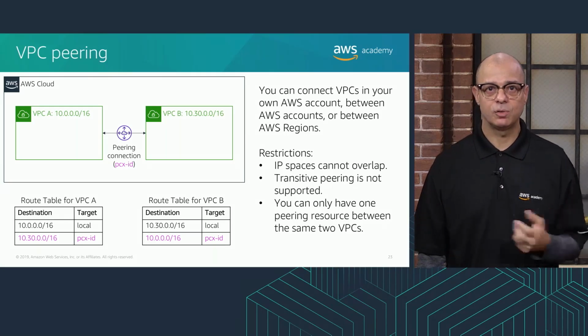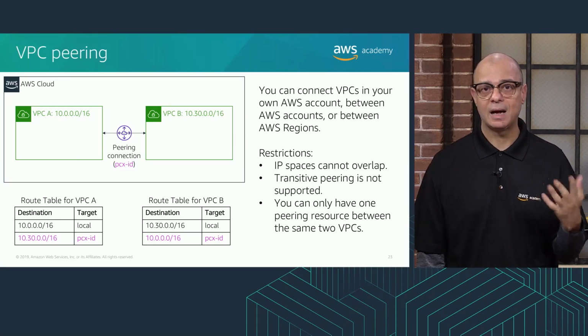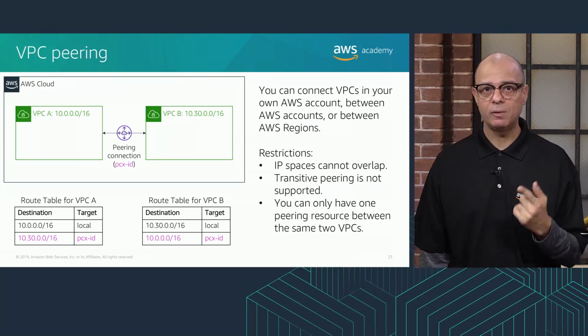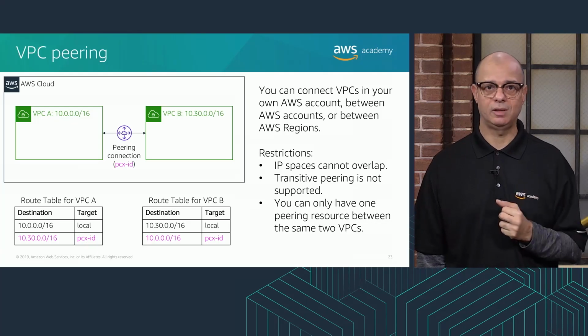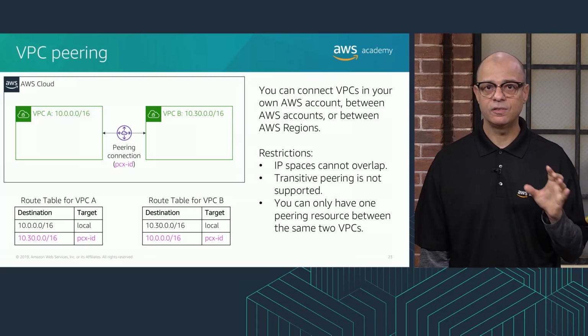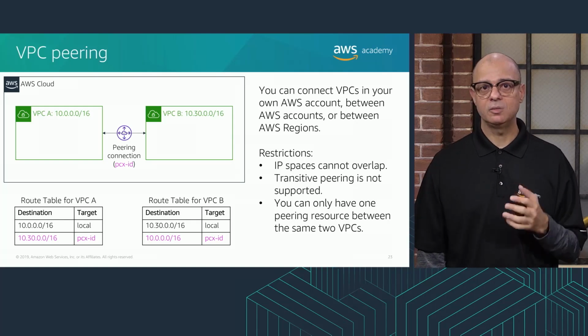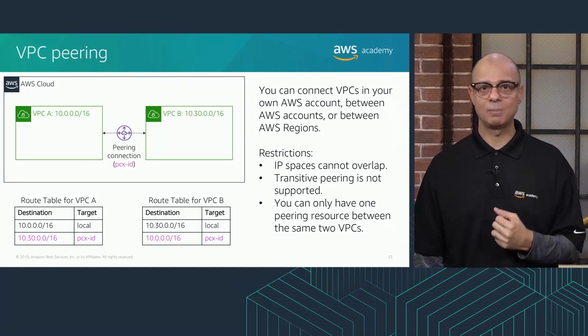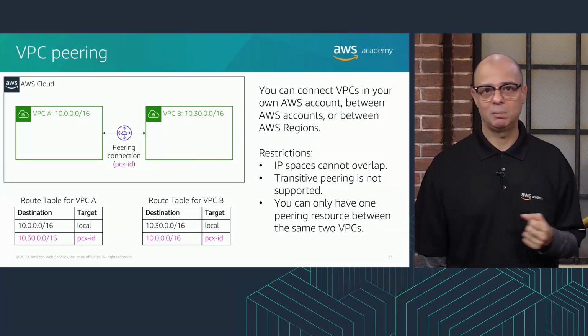VPC peering has some restrictions. First, the IP address ranges cannot overlap. Second, you can only have one peering resource between the same two VPCs. Third, transit peering is not supported. This means the traffic from a VPC goes to the second VPC and it stops there. It cannot go to a third VPC.